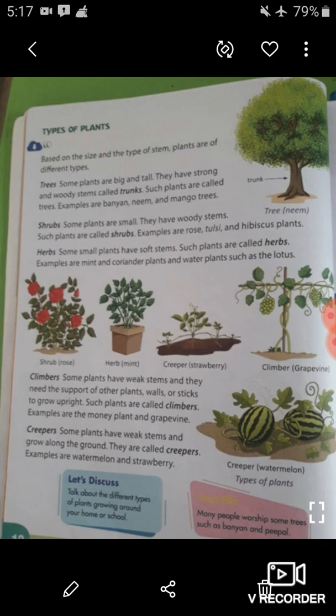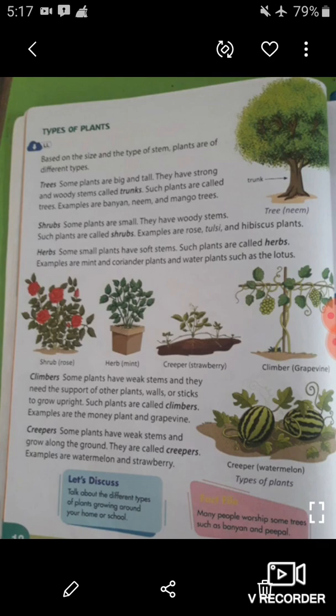Now students, let's talk about the different types of plants growing around your home or school. So students, you have to discuss this topic with your parents or your brother and sister. Now students, fact file.